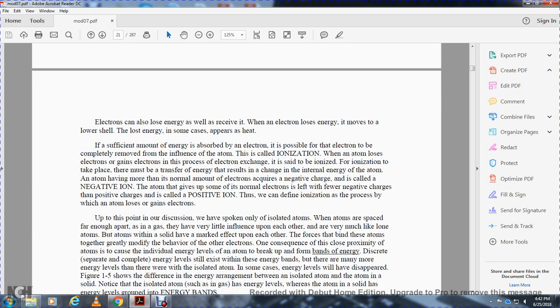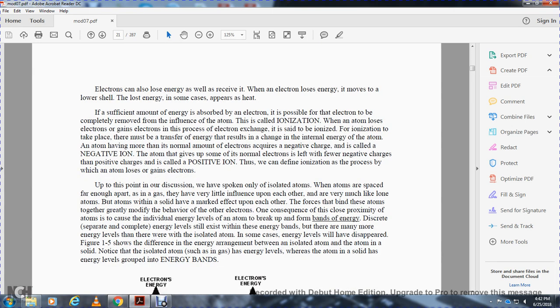The loss of energy sometimes appears as heat. If a sufficient amount of energy is absorbed by an electron, it is possible for the electron to be completely removed from the influence of the atom. This is ionization. The atom loses or gains electrons through the electron shell exchange, and the step of ionization takes place with the transfer of energy.